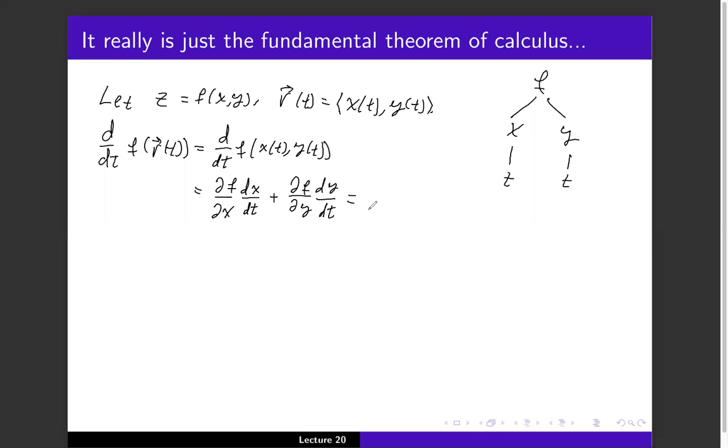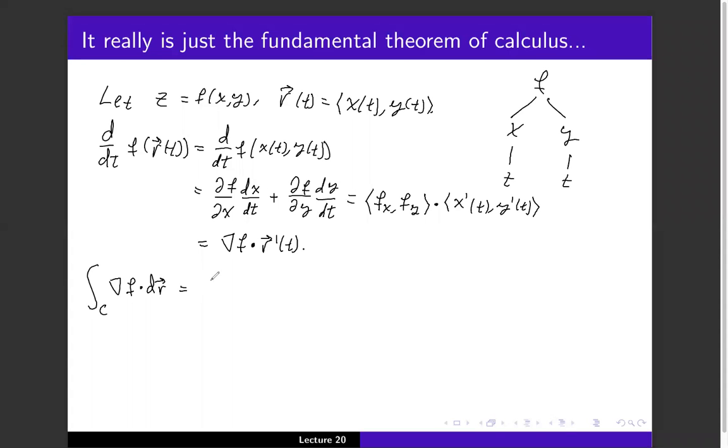However, we also notice that that's actually a dot product, right? That's the dot product of (fx, fy) dotted with (x'(t), y'(t)). Or in other words, the gradient of f dotted with r'(t). So if you want to look at this problem, in this case, this is the integral over C of the gradient of f dot dr. Well, what's that going to be?